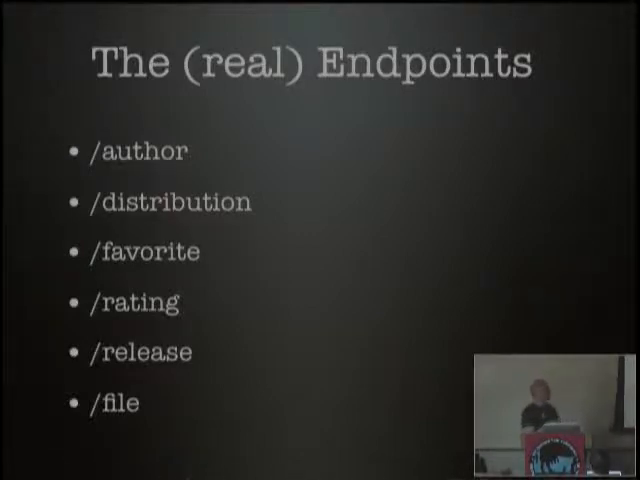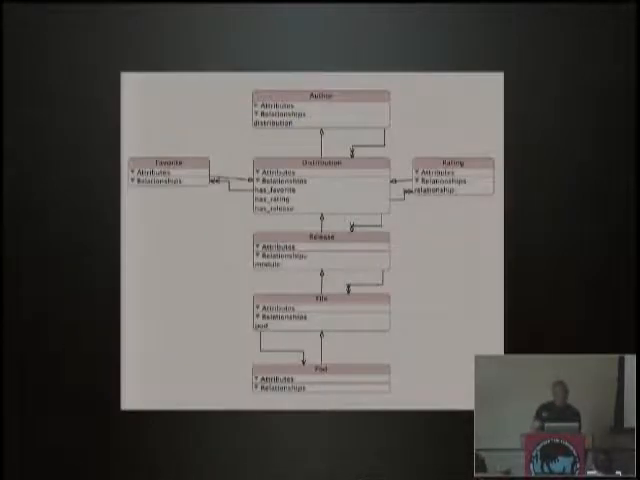If you want to do complex queries, you would search on files and tell them you're looking for something that's been authorized and has pod and that sort of thing. And then again, the real endpoints look very similar to the other scheme. Author has many distributions. A distribution has many favorites and many ratings. It also has many releases. Releases have files now, and a file might have pod. Yeah.